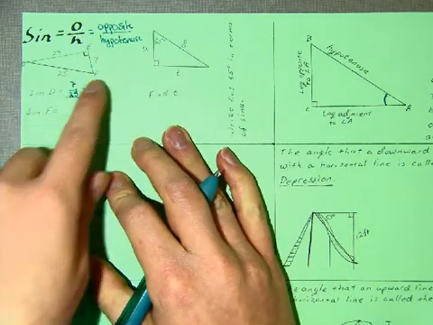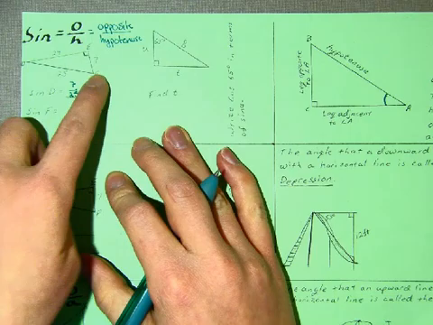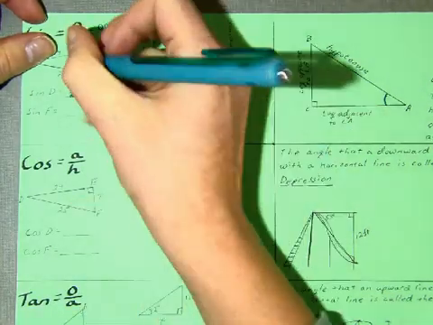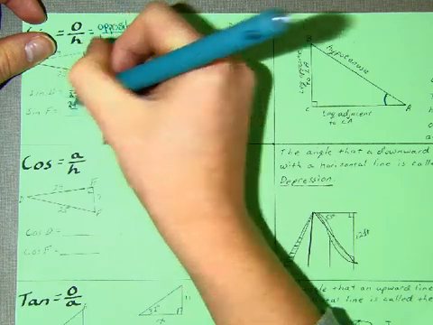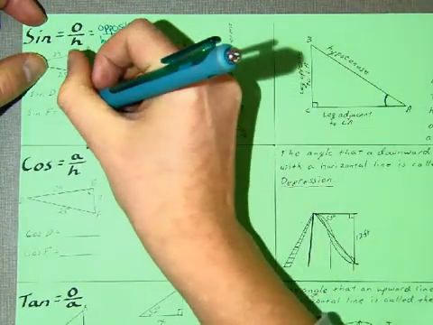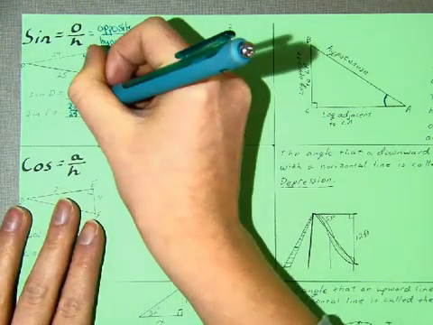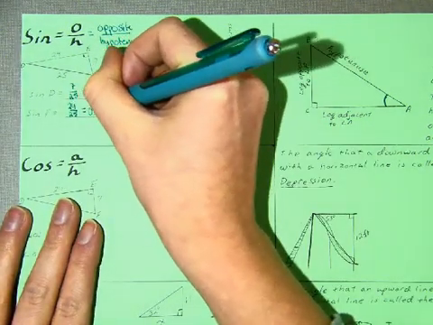What is sine of angle F? So our leg that is opposite of F is 24, and our hypotenuse stays the same, that's 25. And when we simplify that, that gives us 0.96.